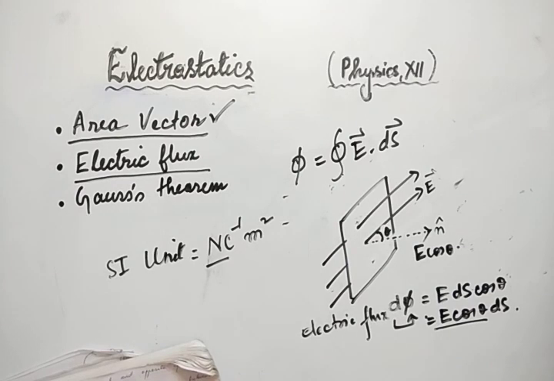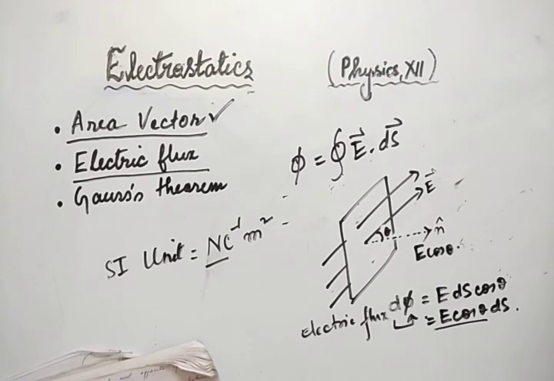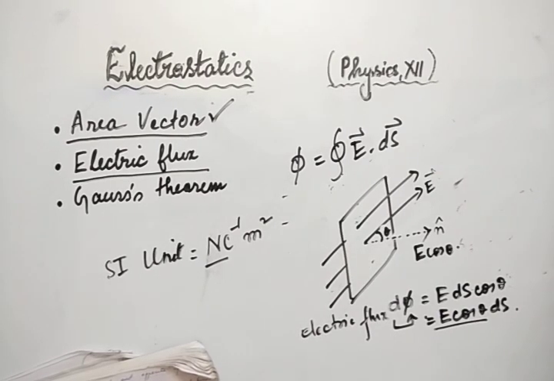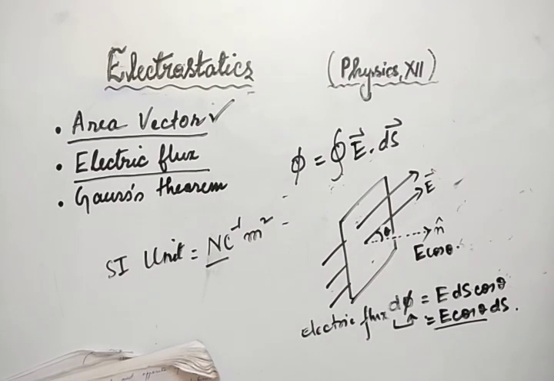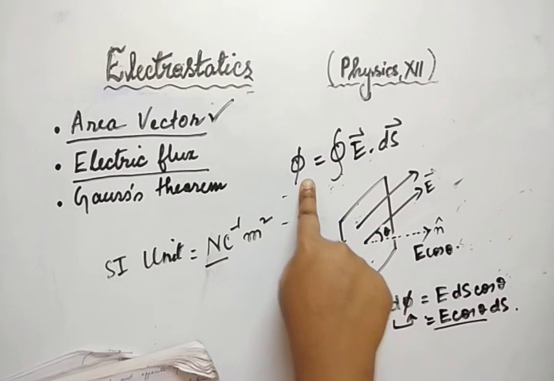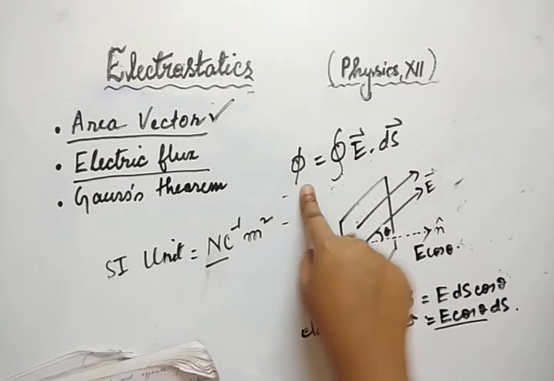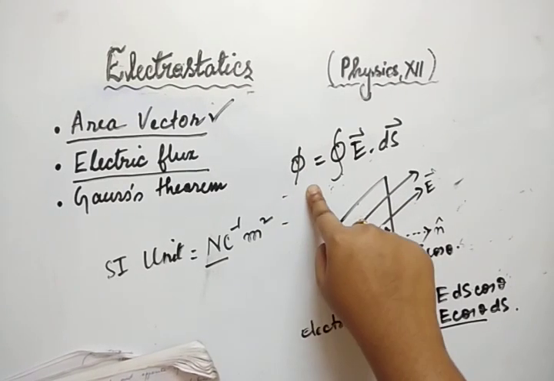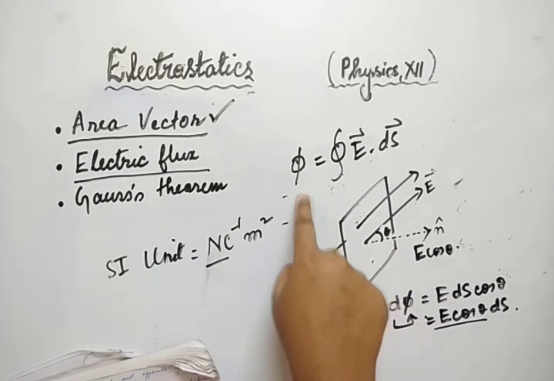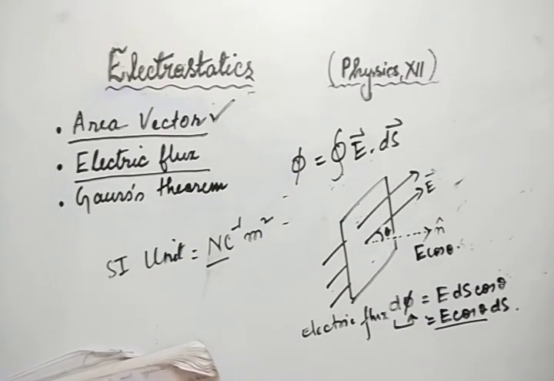Now we shall discuss Gauss's theorem. We should know electric flux before understanding Gauss's theorem, which is why I taught you electric flux first. Another thing: the mathematical symbol for electric flux is phi. In physics we name it electric flux, and it is a scalar quantity, as I already mentioned.